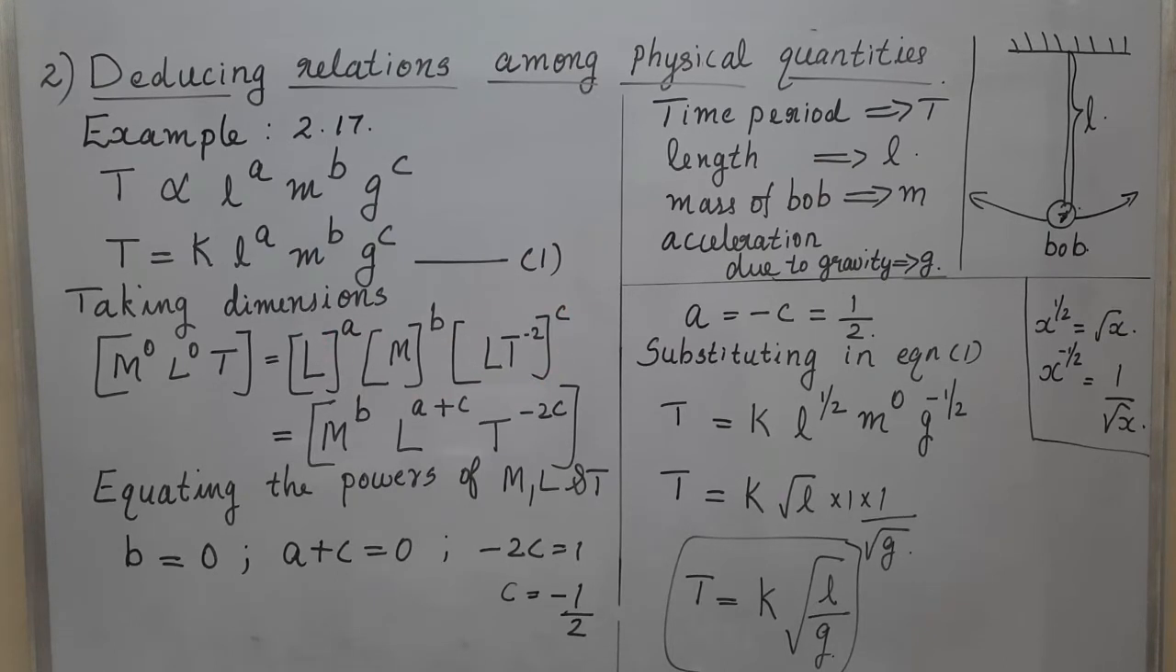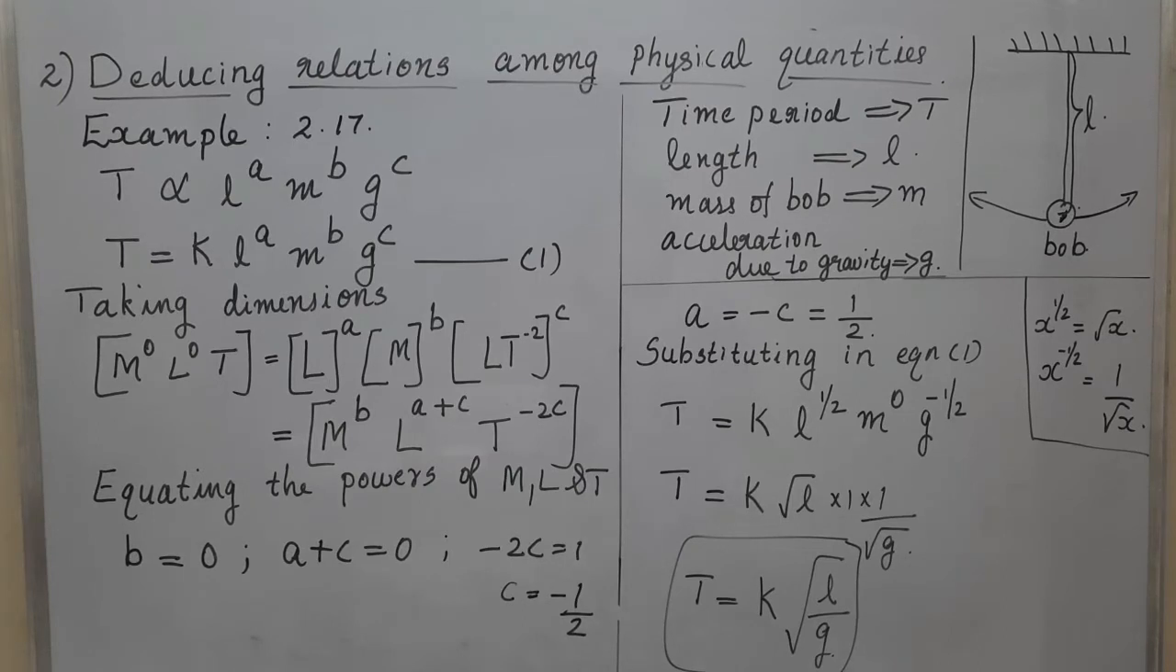Here first I am writing M raised to b, in the order M, L, T. Then L raised to a plus c, since L raised to a is there and L raised to c is there. Then T raised to minus 2 whole raised to c, so it becomes T raised to minus 2c. So we have both the left hand side and right hand side.